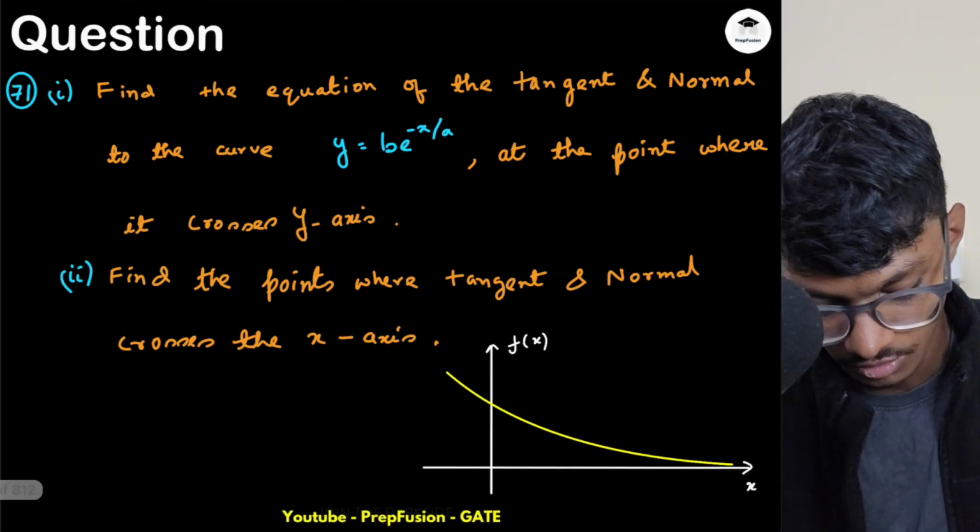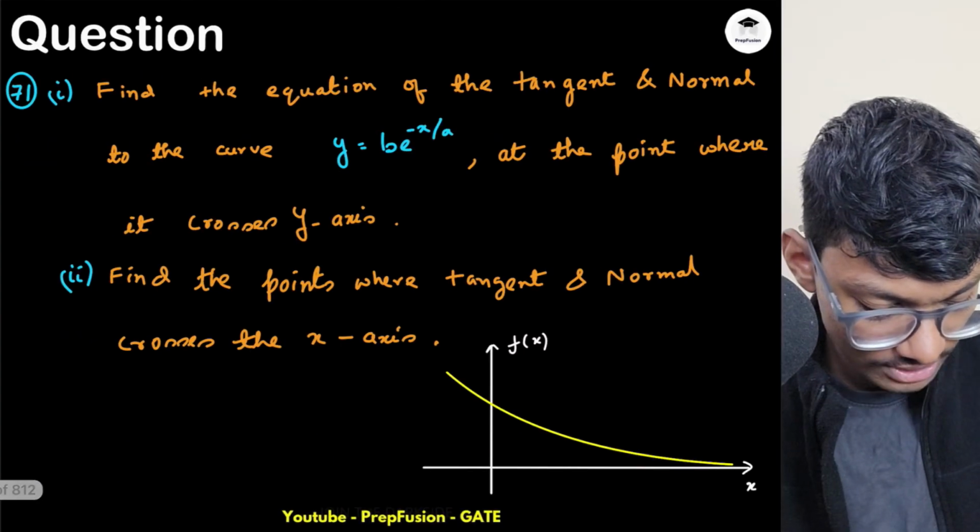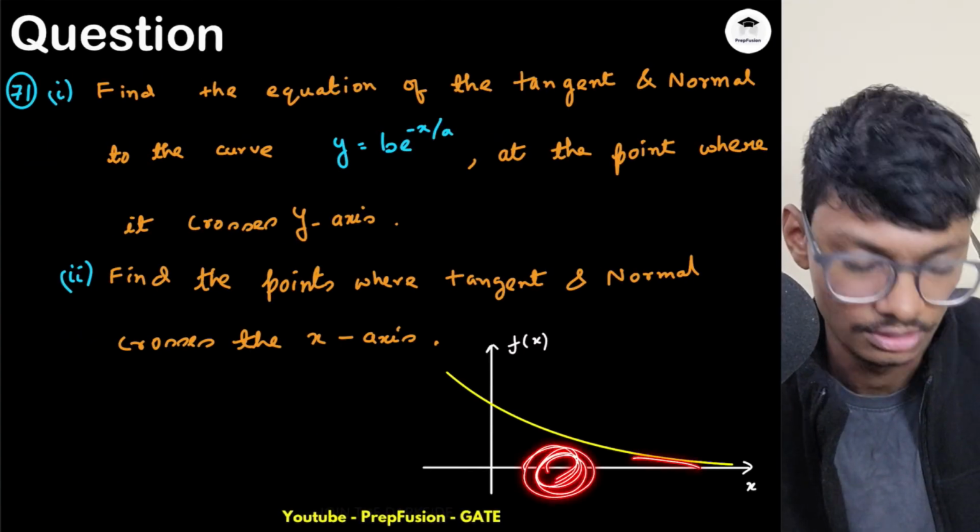Let's solve the part. So part 2, find the points where tangent and normal cross the x-axis. So where will it cross the x-axis? It will cross the x-axis when my y is 0.